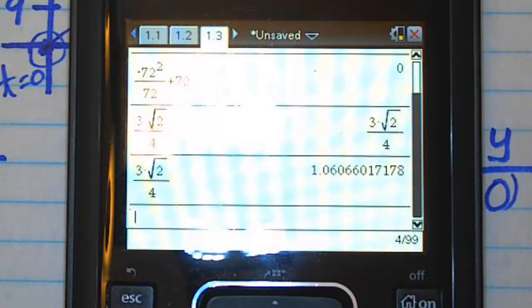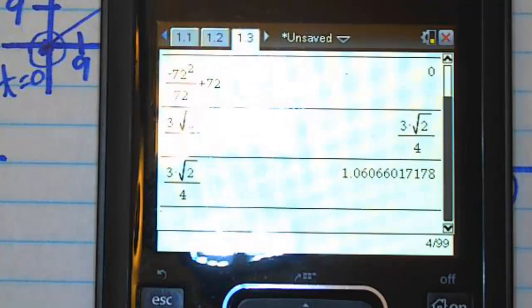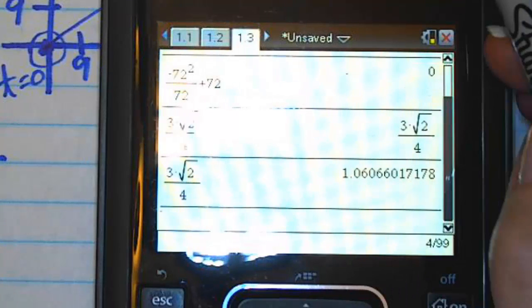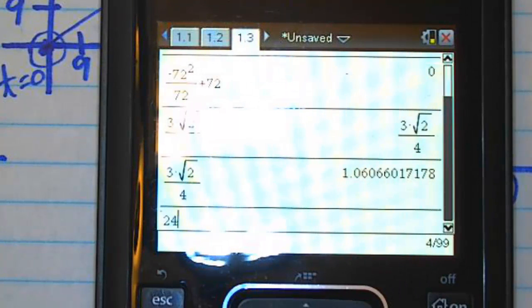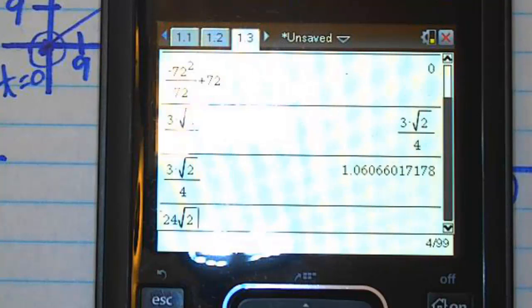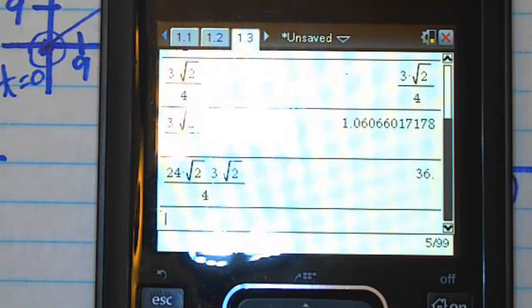If I put that into the parametric equation for x, I would have 24 root 2 times 3 root 2 divided by 4, and that gives us 36.